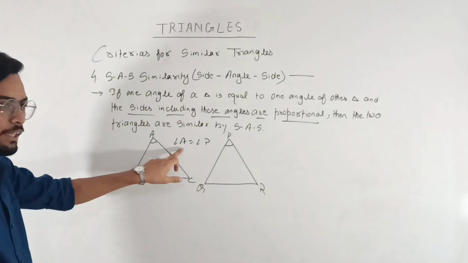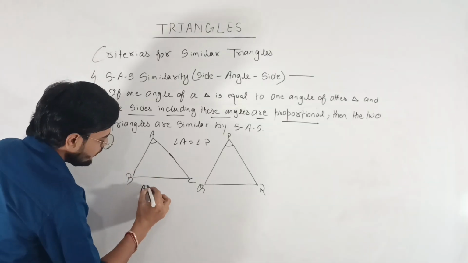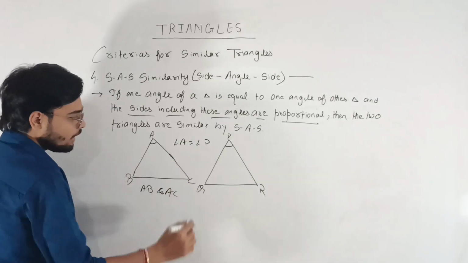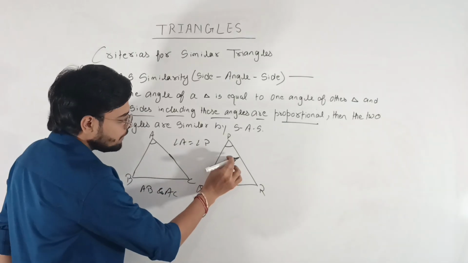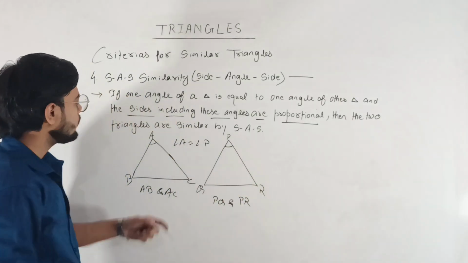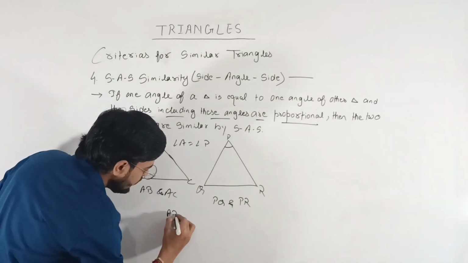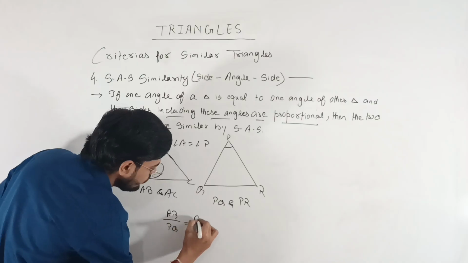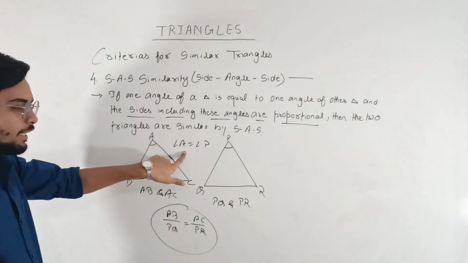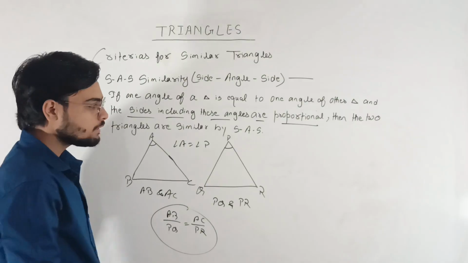Now look, which sides include angle A and angle P? In triangle ABC, angle A lies between sides AB and AC. In triangle PQR, angle P lies between sides PQ and PR. Now again look at the definition: sides including these angles are proportional, which means if AB upon PQ is equal to AC upon PR, then by these two conditions, angle A equals angle P and AB upon PQ equal to AC upon PR, these two triangles are similar by SAS.